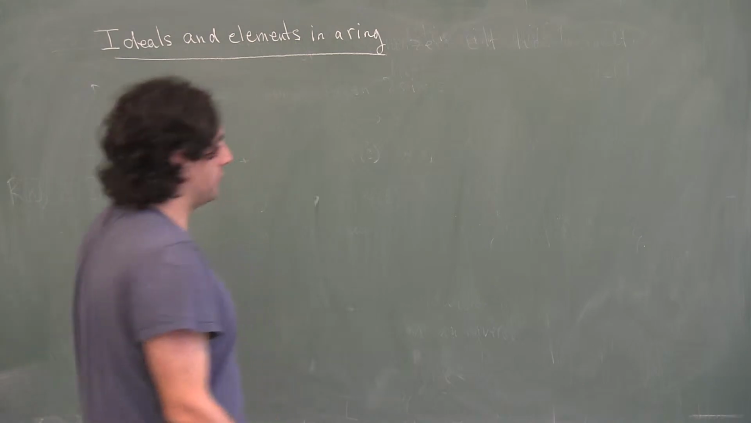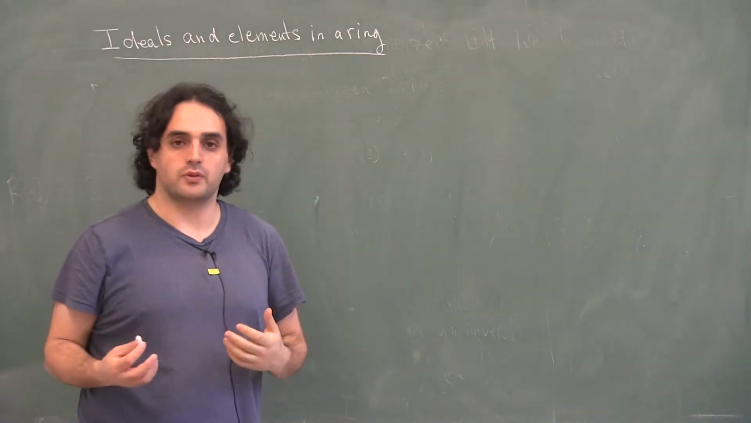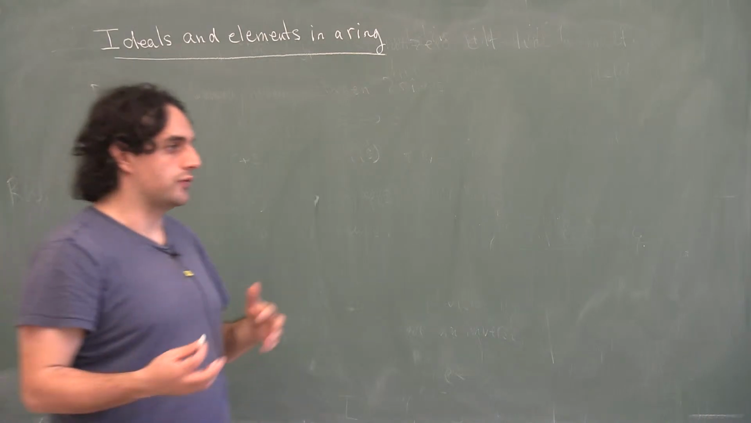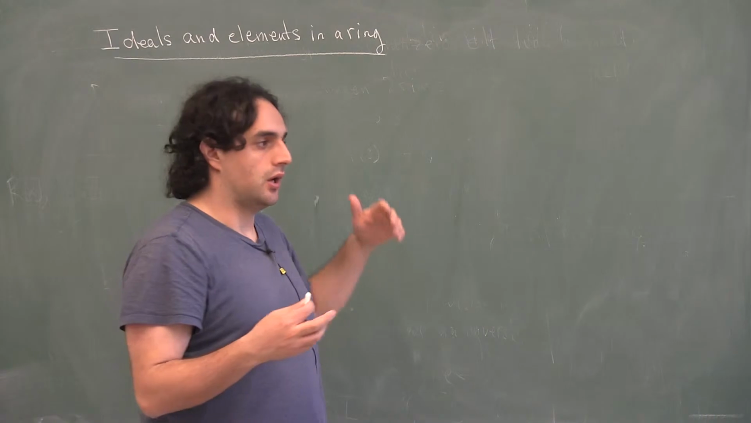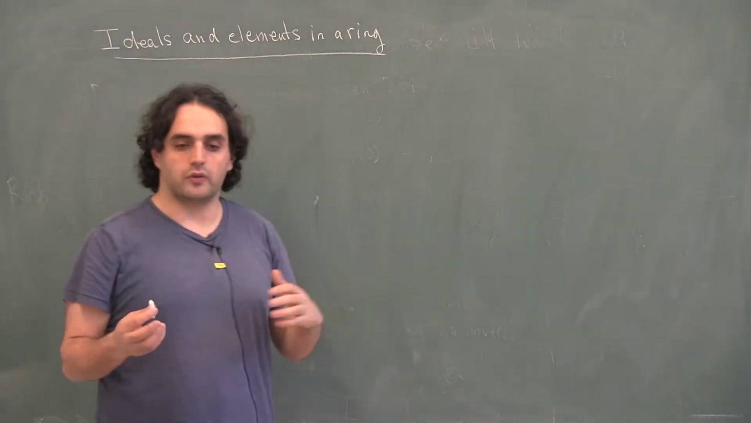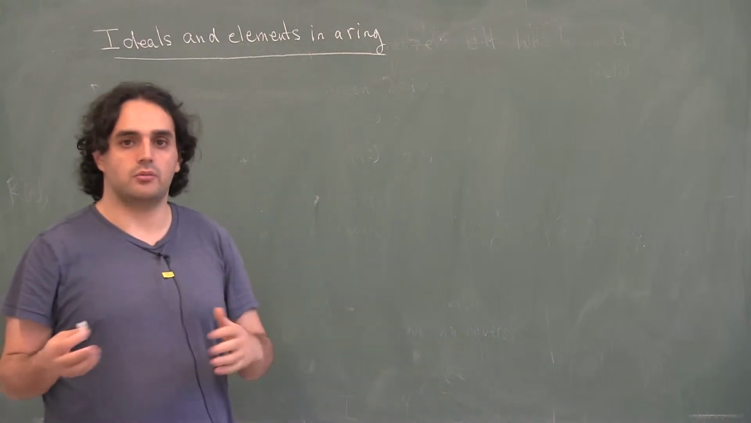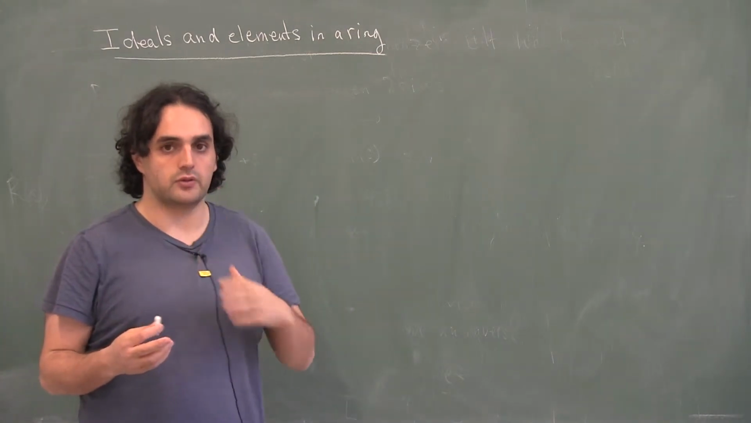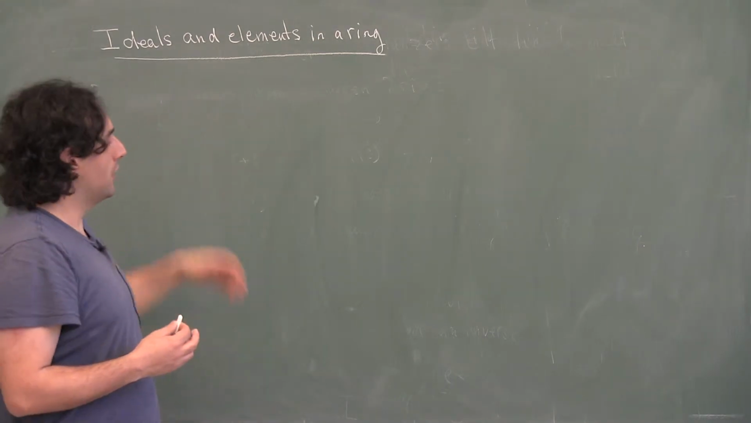Okay, so this is going to be a lecture about ideals and special types of elements in a ring. One special type of element that we would like to consider is, as we've seen in the last lecture, there's special importance to non-zero elements that have a multiplicative inverse. We will give those a name. Those will be called units.